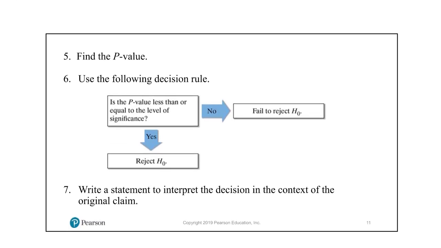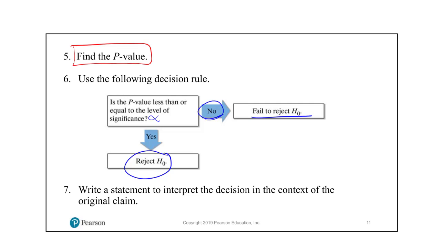Now this step here we have not detailed yet. That's what we're going to detail in the next two sections. But for now, let's say there's some way you find the p-value. So you find the p-value associated with that region, and then you compare it to alpha. If the p-value is less than or equal to the level of significance, which is alpha, then you reject the null hypothesis. If it's not, you fail to reject the null hypothesis.